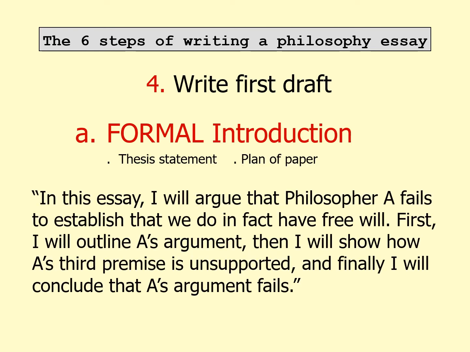In this essay, I will argue that philosopher A fails to establish that we do in fact have free will. First, I will outline A's argument, then I will show how A's third premise is unsupported, and finally I will conclude that A's argument fails.